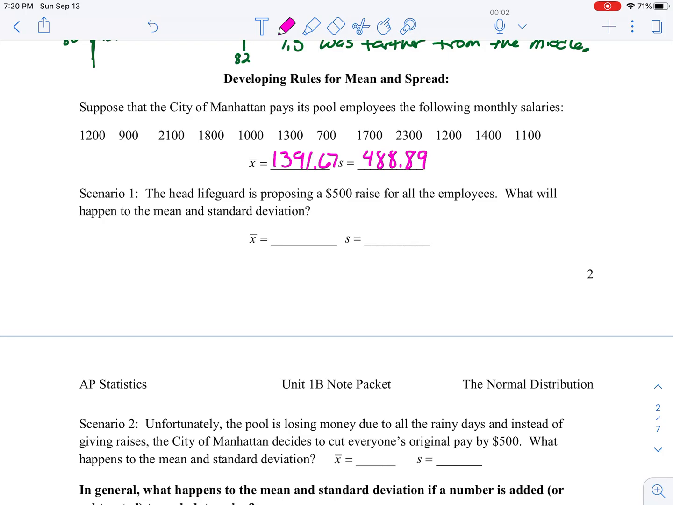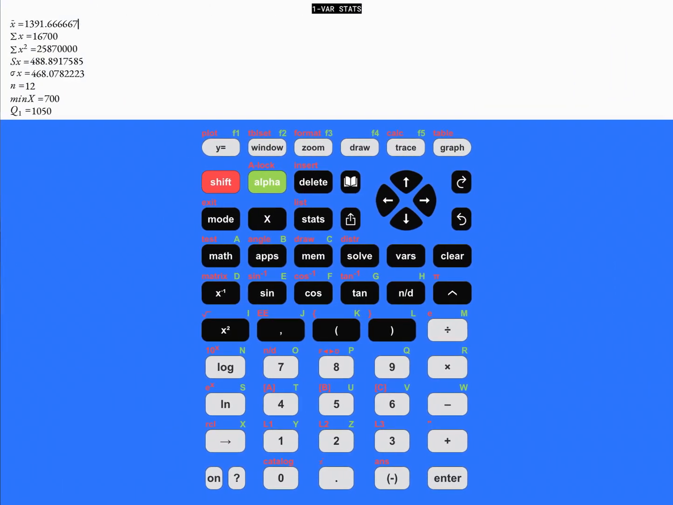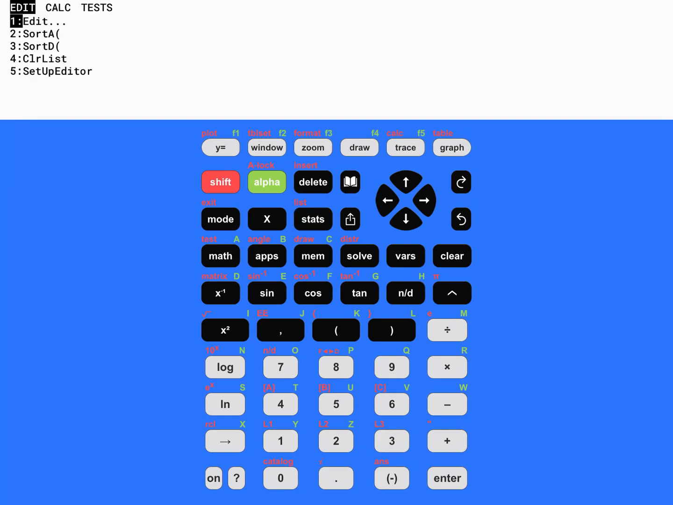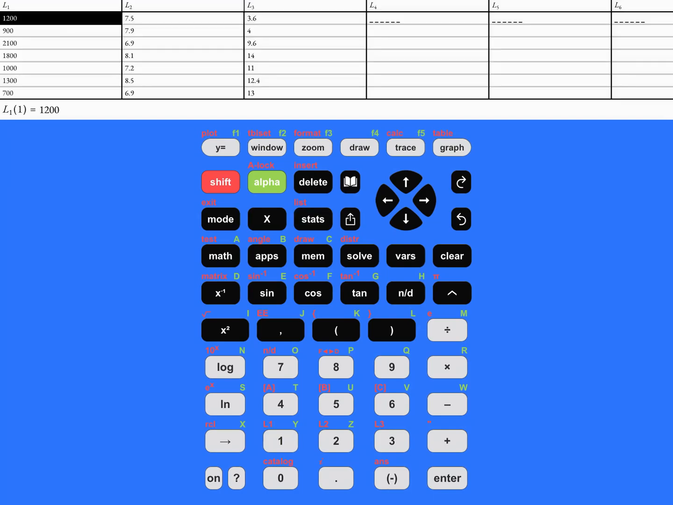So the head lifeguard is proposing a $500 raise for all employees. What will happen to the mean and the standard deviation? So let's go back to our calculator and we can figure that out. Stats and number 1. I'm going to go over to column 2 and we're going to clear that out. Now in column 2, I want to give every employee in list 1 a $500 raise. So I'll put list 1 plus a $500 raise. And that's just an easier way to do that.